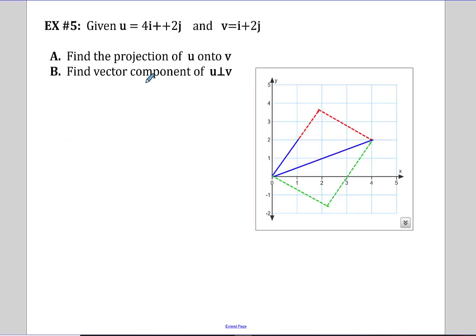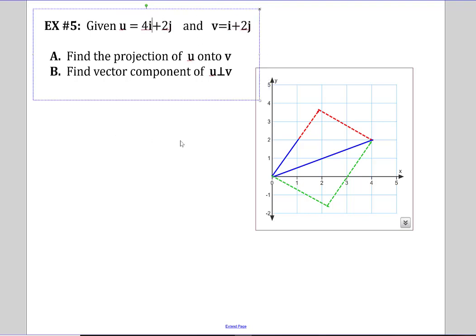So let's use this as our example. If you're given u is 4i plus 2j, and vector v is i plus 2j, we want to find the projection of u onto v. Got a little extra addition sign there.